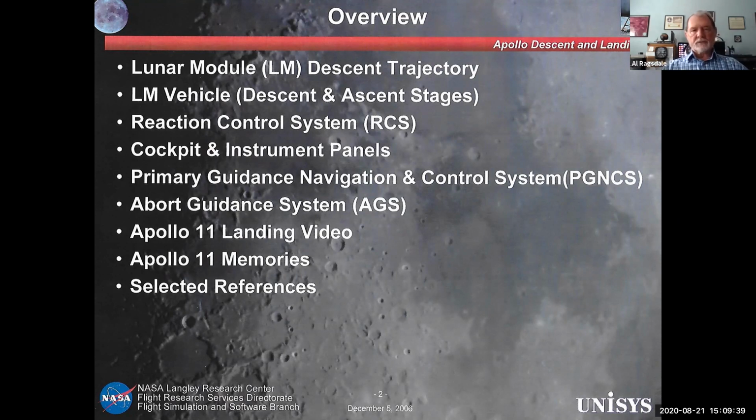The cockpit and instrument panels, I will have a slide or two about the primary guidance navigation and control system. It was PGNCS, but nobody could pronounce that, so they called it PINGS. Then the abort guidance system was a simpler computer in case the PINGS failed.